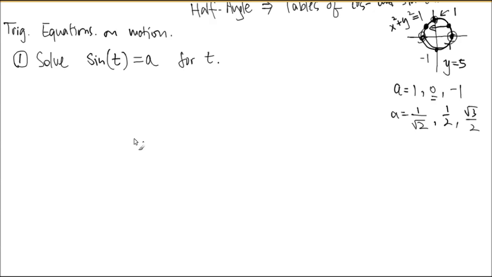Okay, so here's how you solve it. Let T0 be a special solution. We're going to set that one as sine inverse of a. So you hit the calculator. What kind of angle from sine inverse are you going to get?